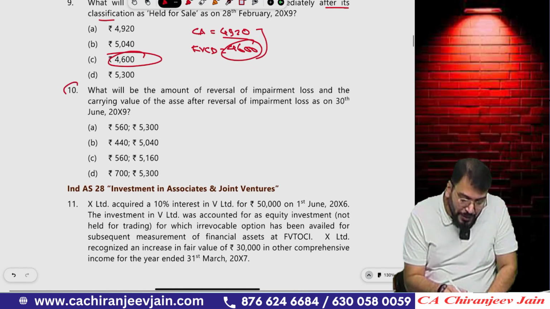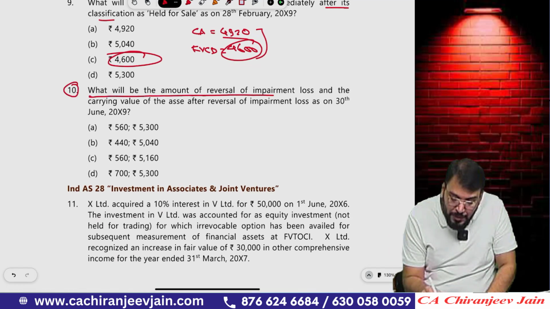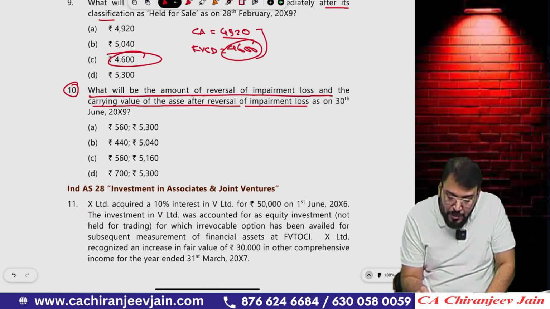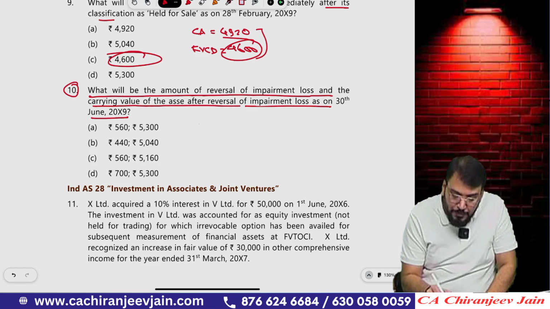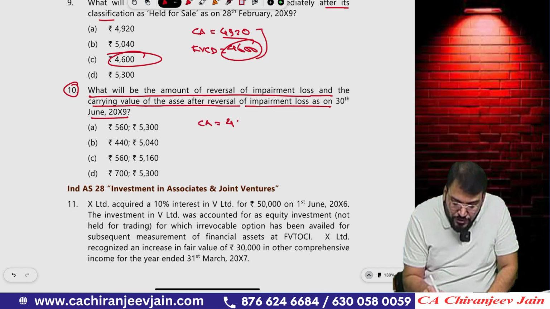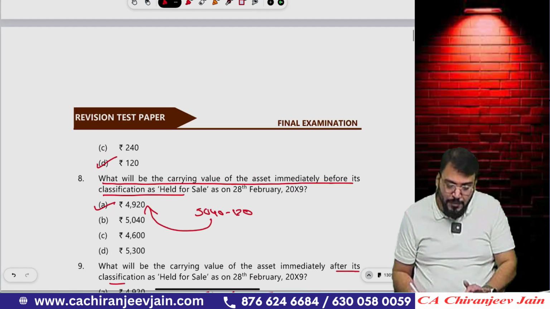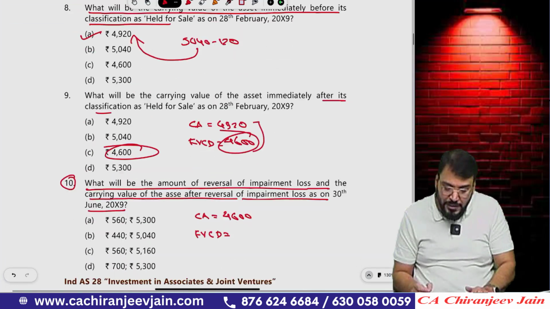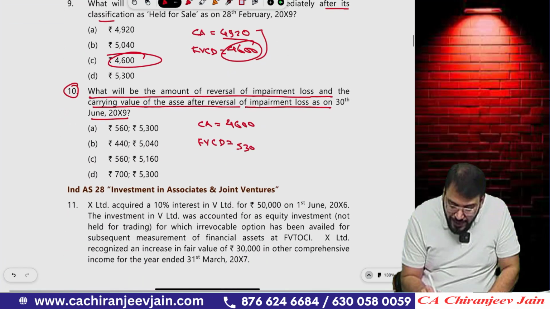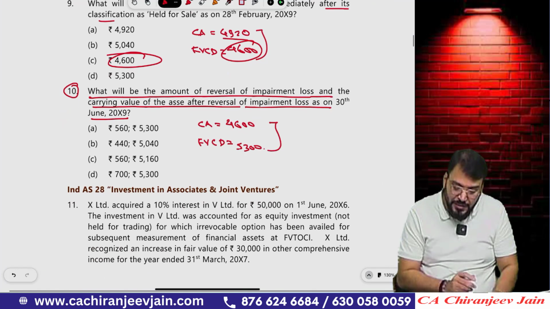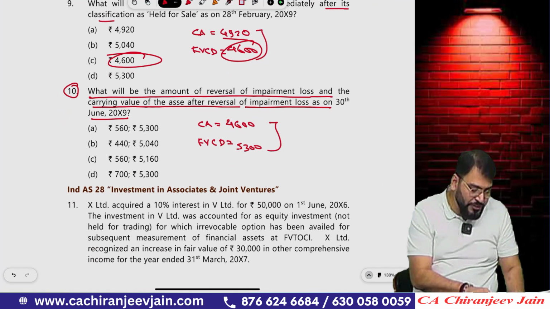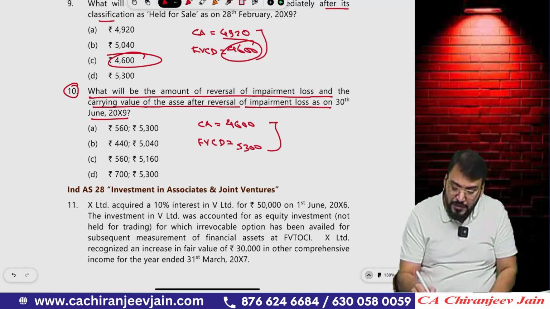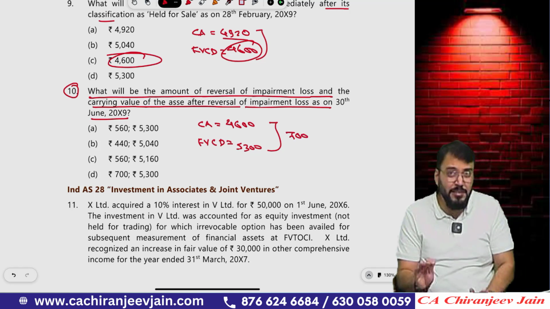Okay. Now point number 10. What will be the amount of reversal of impairment loss and the carrying value of the asset after reversal of impairment loss on 30th June 2019? Can I say the carrying amount will be 4,600 and the fair value less cost of disposal is 5,300. So 5,300 minus 4,600 is an increase of 700, which means the reversal is 700.